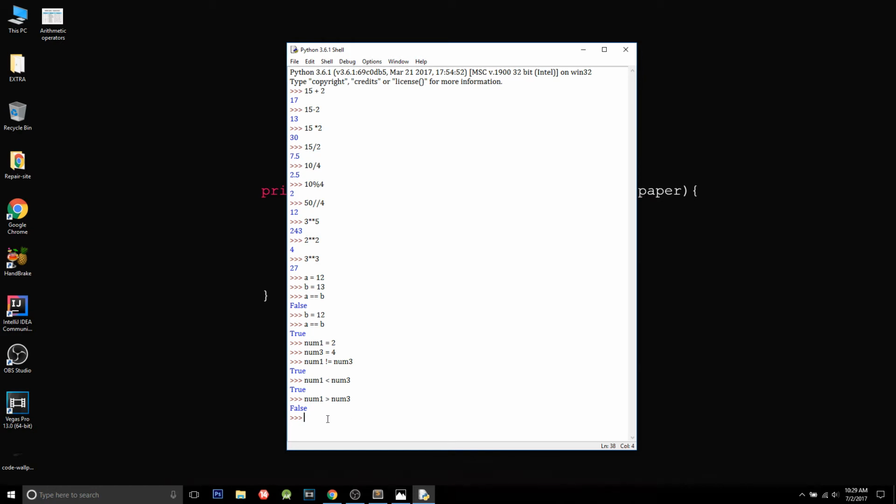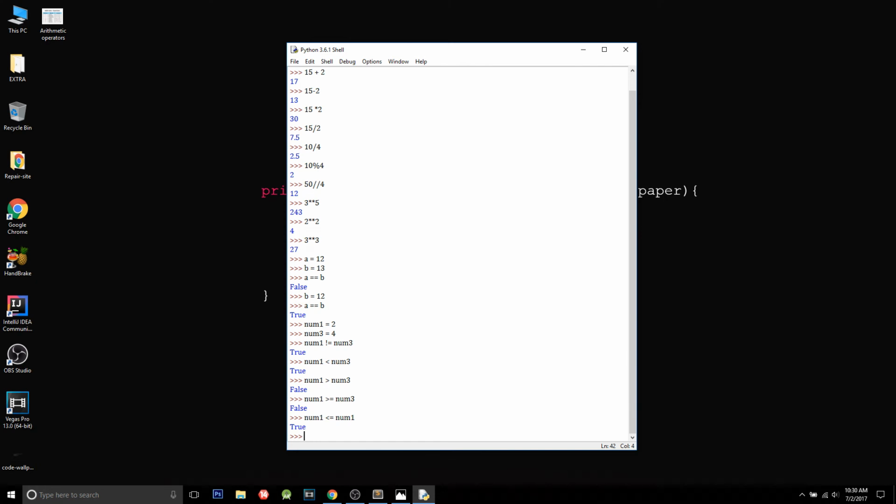Similarly, there are greater than or equal to and less than or equal to. For greater than or equal to, it comes in sequence: greater than, then equal to. Number 1 greater than or equal to number 3, it is false. Similarly, we have less than or equal to. Number 1 is less than or equal to number 1, it is true. So that is another operator.